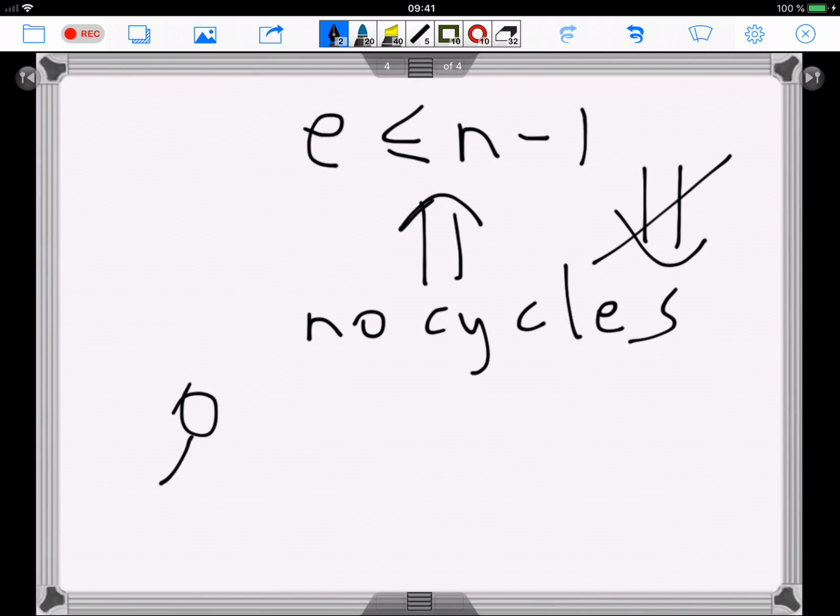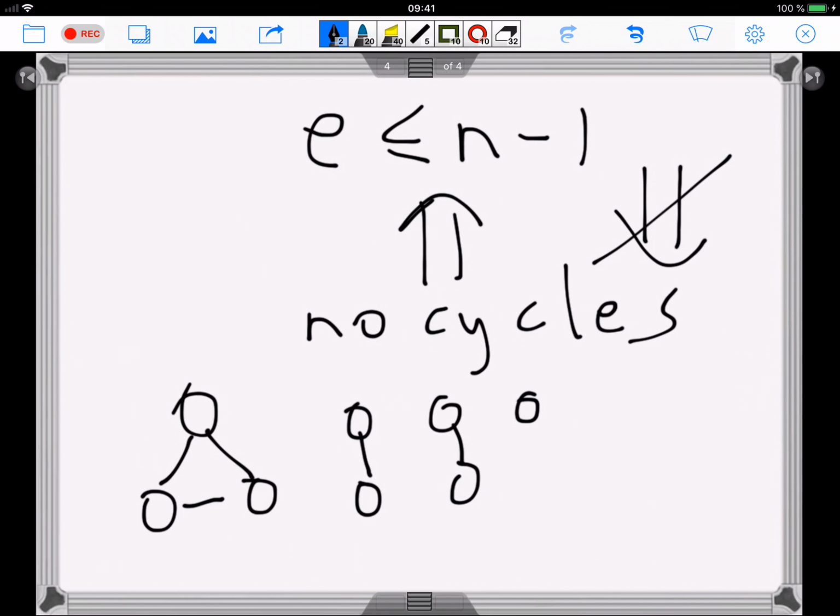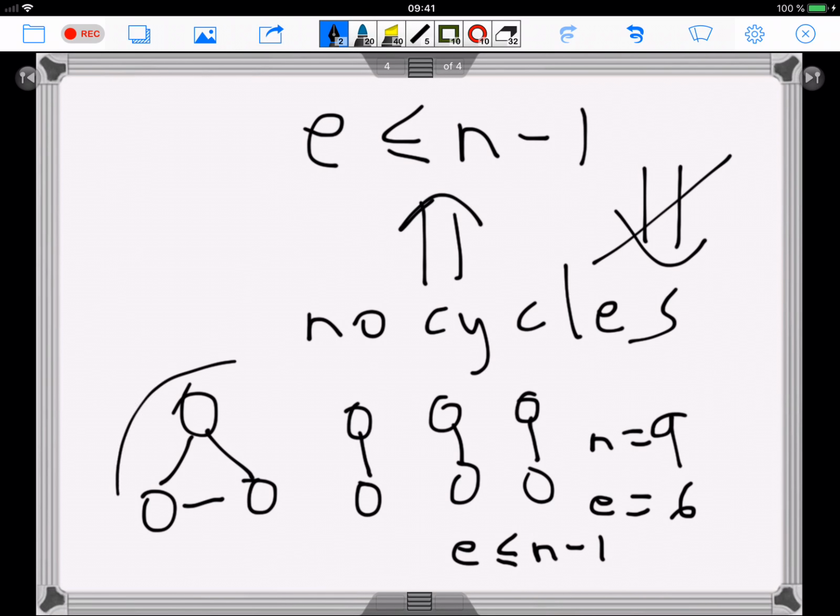For instance, consider this situation. I have 9 vertices in total, and I have 6 edges. Clearly E is less than n minus 1, but we have a cycle here. So the result goes in this direction, not in this direction.